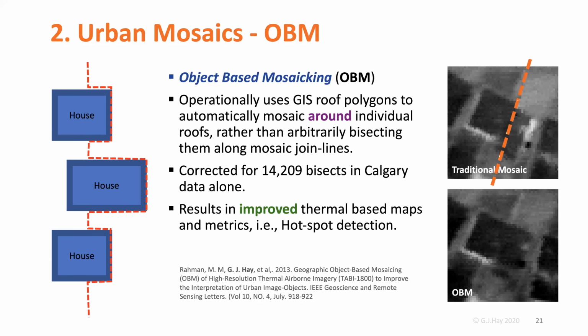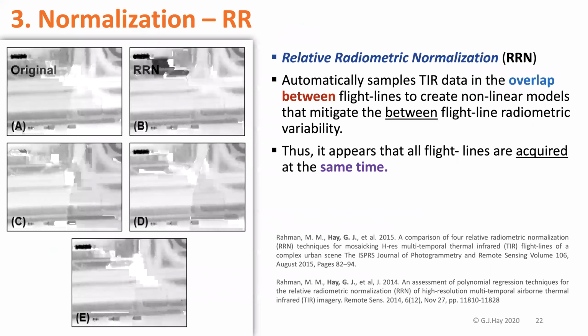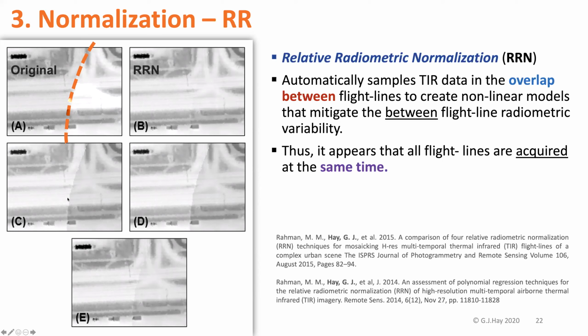The next thing we needed to do is referred to as normalization: make it so that it appears that the different flight lines that are mosaicked together were acquired at the same time. So on the top left, you can see that this is the original image, and at this location, the two flight lines have been put together, just like we showed. But we developed a technology called relative radiometric normalization, and we compared it with 3 other leading edge normalization algorithms. As you can see, there are still lines in each of these different ones, but here the line is essentially gone, and it's done automatically.